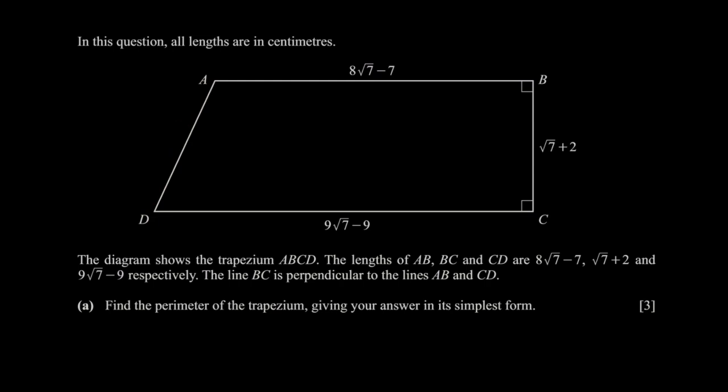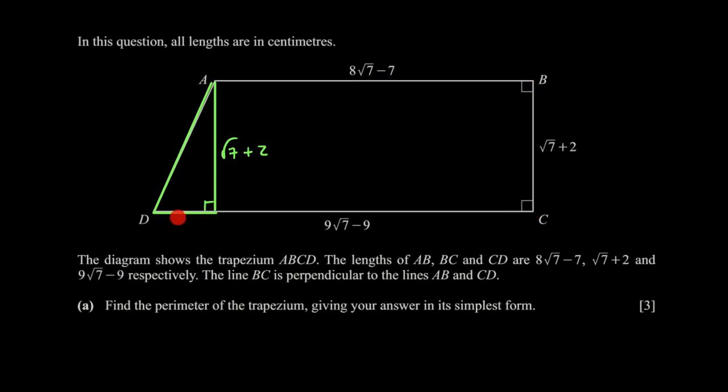So how are we going to do that? Well, I think the best thing to do here is create a nice right angle triangle, like that, because then we could use Pythagoras' theorem to find the length of AD, because we know that this length squared plus that length squared must be equal to that length squared. Now the vertical line is quite easy, right? Because that is just root 7 plus 2. That is exactly the same as that length there.